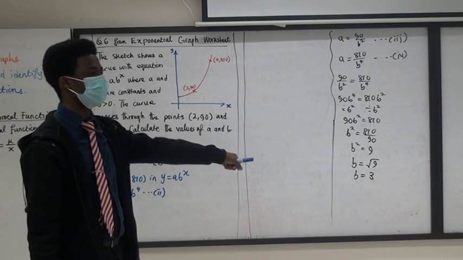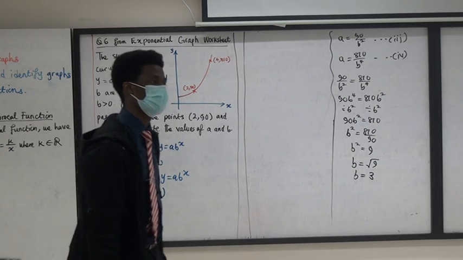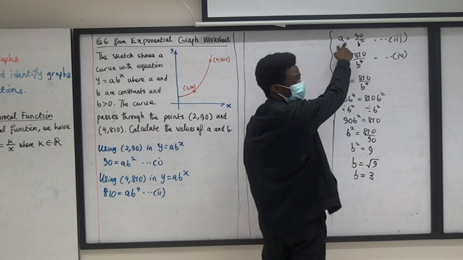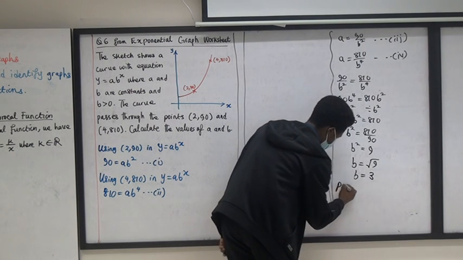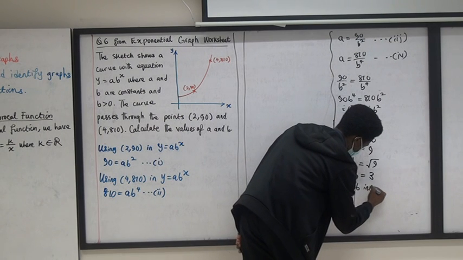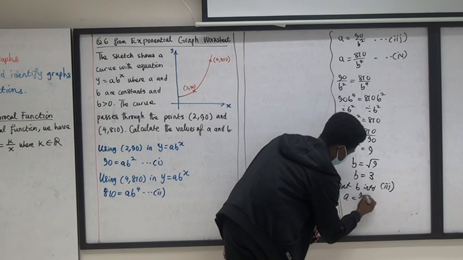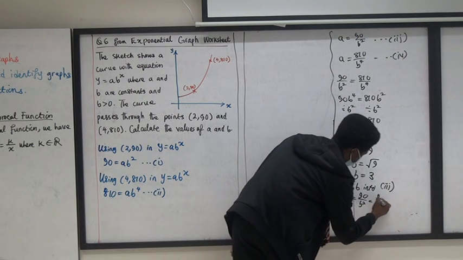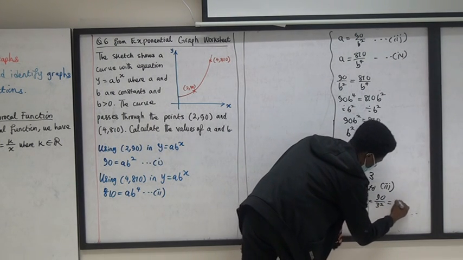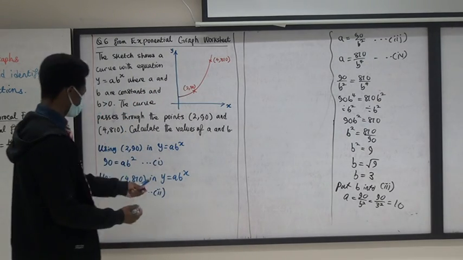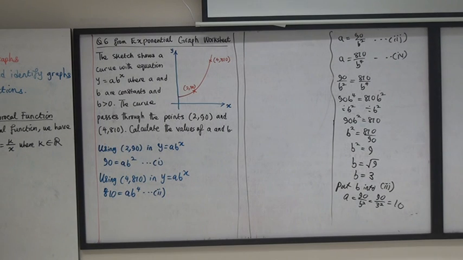Now that we have our b, can we get our a? Yes. So you can come to any of these. This is easier. Put b into equation 3. a is equal to 90 over b squared, so that's 90 over 3 squared. Do you agree that is 10? Right. But that's not the way we would normally do it in geometric sequence.